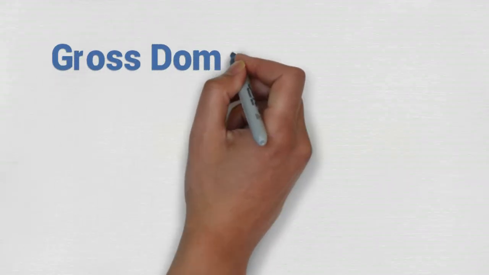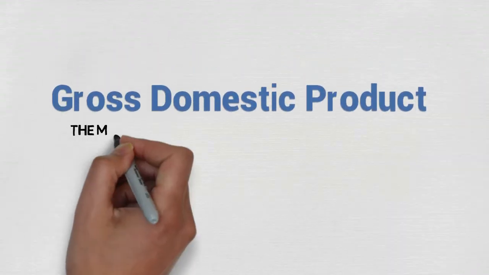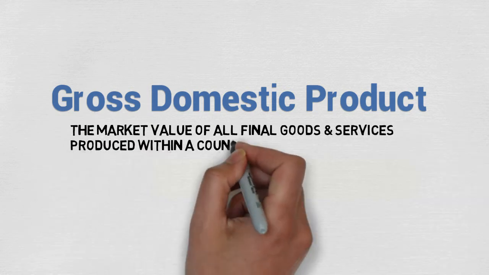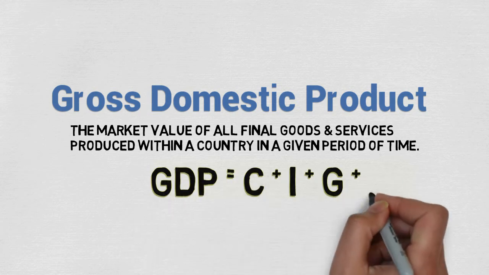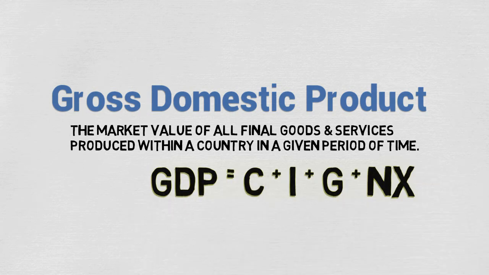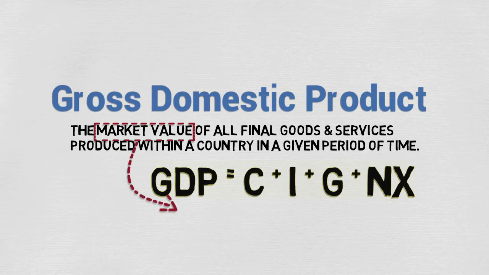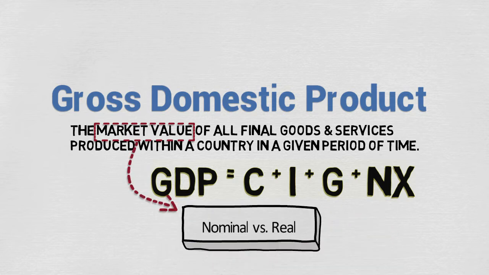All right, here we are again talking about gross domestic product, GDP. Remember the definition of GDP? It's the market value of all final goods and services produced within a country within a period of time. And usually we use this equation here, C plus I plus G plus NX. In this video, I want to go a little bit deeper and talk about this issue of market value by comparing these two different ideas of nominal GDP versus real GDP.